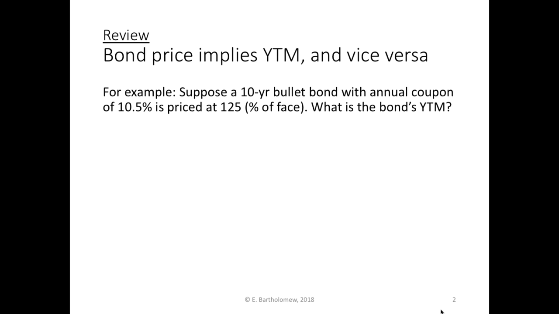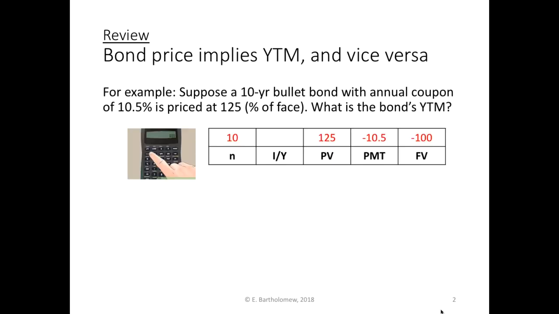So for example, suppose a 10-year bullet bond with an annual coupon of 10.5% is priced at 125. What is the bond's yield to maturity in this case? Well, this is very easy to do on our calculator. So let's do that. We input 10 into the N register, the price in PV, 125, and the payment and the future value will be opposite signs of the price. So we'll enter those as minus 10.5 and minus 100.